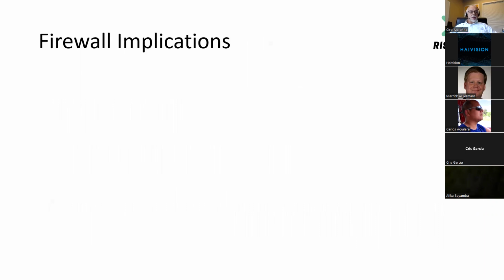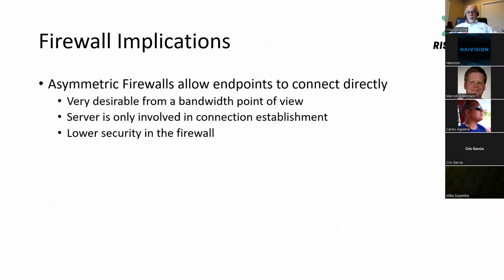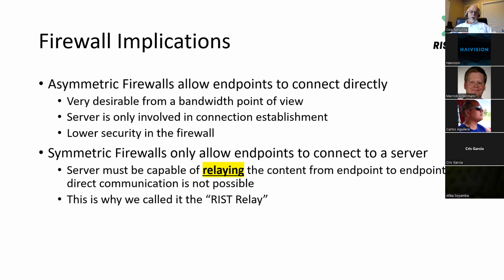Firewall implications. There's something called symmetric and asymmetric firewalls. And asymmetric firewalls are probably what you have in your home. The bottom line for that is endpoints can connect directly. So you can use a server to manage this or to get you started, but then you can talk directly. So those are low security firewalls. That's the stuff you have at home. But corporate environments have something called symmetric firewalls. So you can only connect to the server.